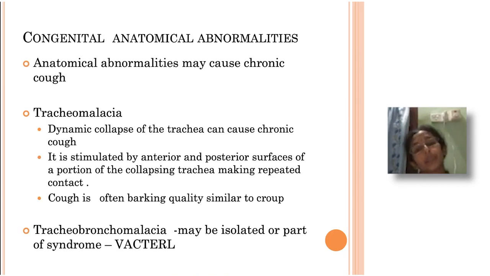The other possible cause is congenital anatomical abnormality. Anatomical abnormalities may cause chronic cough. Tracheomalacia, where dynamic collapse of the trachea can cause chronic cough. It is stimulated by the anterior and posterior surfaces of a portion of the collapsing trachea making repeated contact. The cough is often barking in quality, similar to croup. Tracheobronchomalacia may be isolated or it may be part of a syndrome. So we have to think about it when they present with a chronic, barking cough.